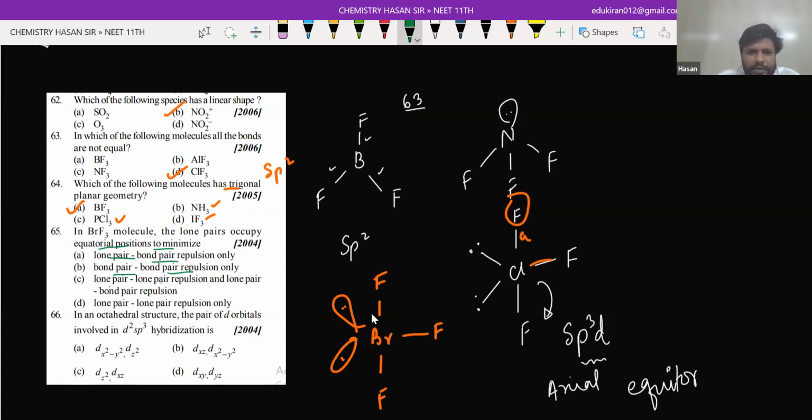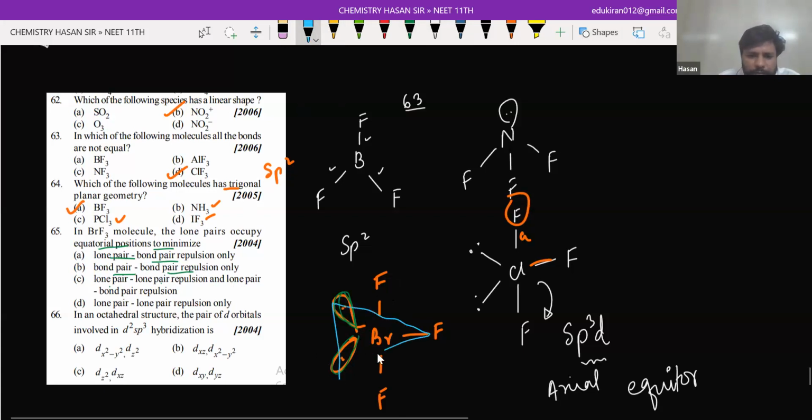See what happens if it occupies the axial position. Sorry, equatorial position. BrF3, fluorine F. So what happens if they will be like this, in the equatorial position? See what will happen if you draw the structure. Just wait a minute. Let me go on.